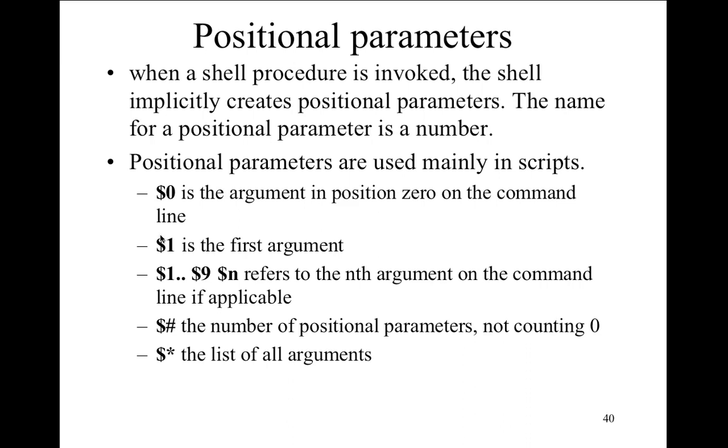Positional parameters, where we have the same concept as the command line arguments and the parameters that are coming in when you run a program. The shell picks it up, and you have positional 0, 1, 2, 3. Name of the program, the first argument, the second argument, the third argument. So when a shell procedure is invoked, the shell implicitly creates the positional parameters. The name of the positional parameters is a number. So number 0, 1, 2, 3. It actually, in C APIs, creates an array out of it as well.